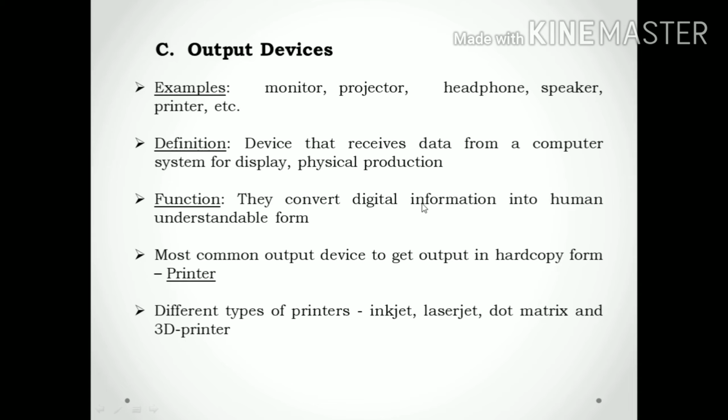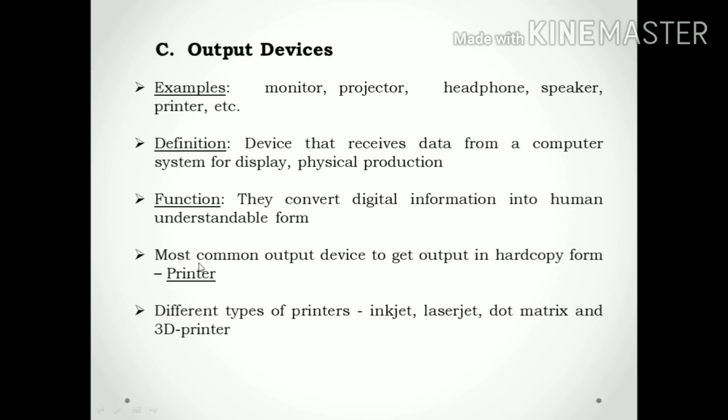Okay, so what happens, or what is the function of the output device? They convert the digital information into human understandable form. Through input device we have given the data in human understandable form. So the input device has converted it into the digital form that can be understood by the computer. And what does the output device do? The output device will convert this digital information into human understandable form that can be received by the humans.